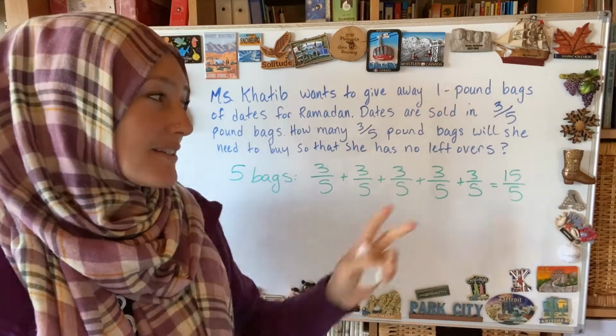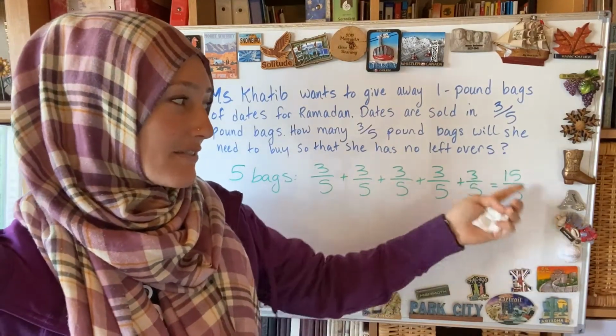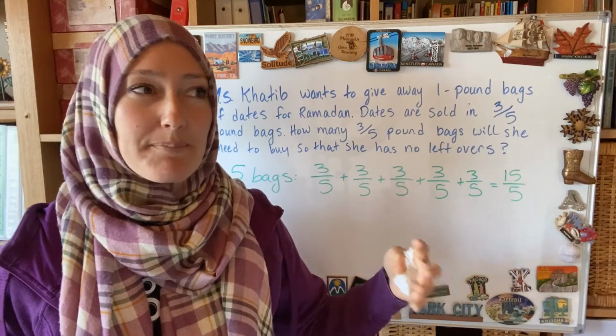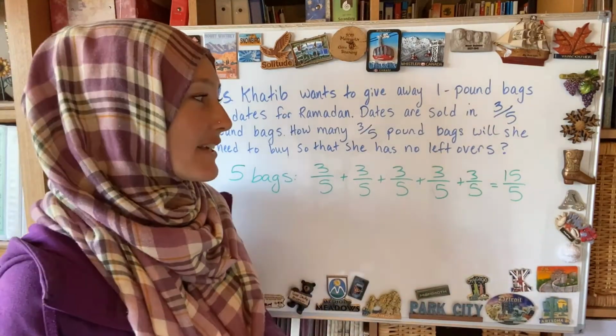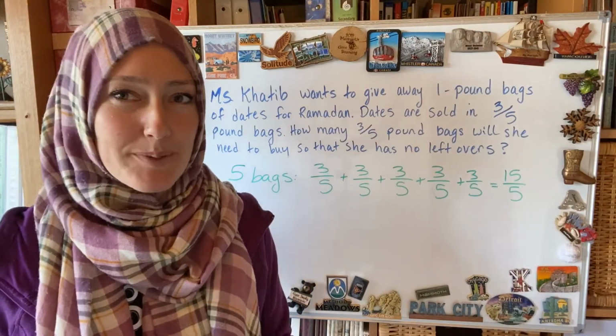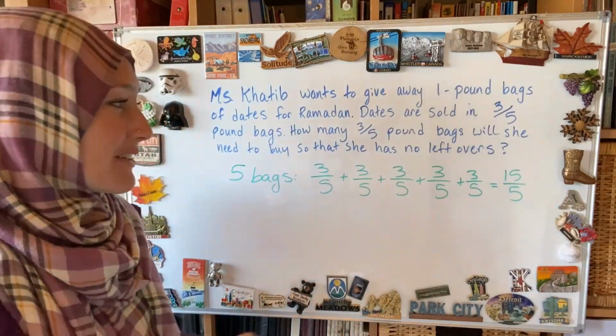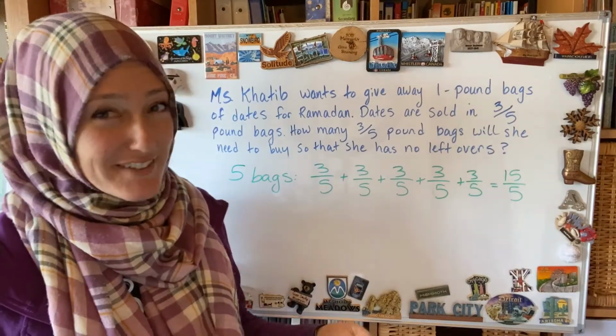The thought process is you're dividing 15 divided by 5, or how many wholes are hiding in there? How many 5/5? There's 3 of them, so you're going to have 3 wholes. Or basically 15 divided by 5 is 3.